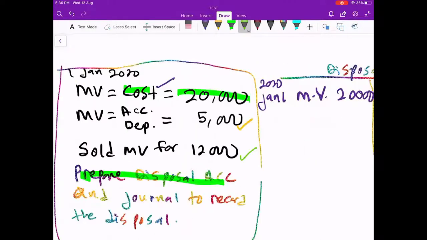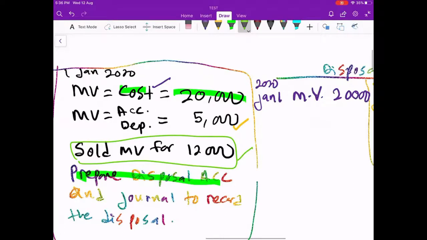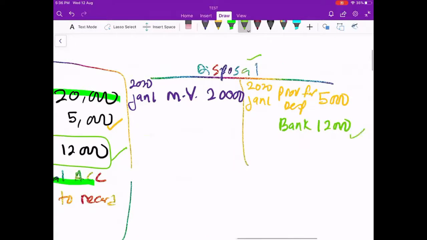Sold motor vehicle for 12,000 means you sell the motor vehicle and receive 12,000. So when you receive the money, the bank will be plus. Bank account, money plus, correct. And then you go to the disposal account, you write in the credit side 12,000.